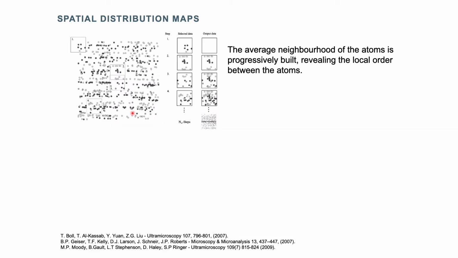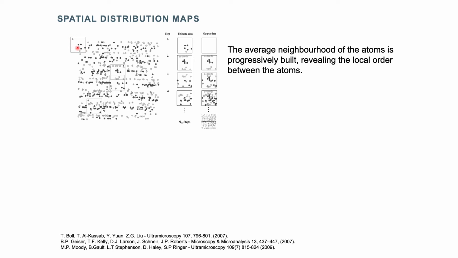Another way to look at the structure within atom probe data is these so-called spatial distribution maps. It was inspired by the work by Torben Ball, and then built upon by Brian Geiser and Michael Moody. And the idea is quite simple.